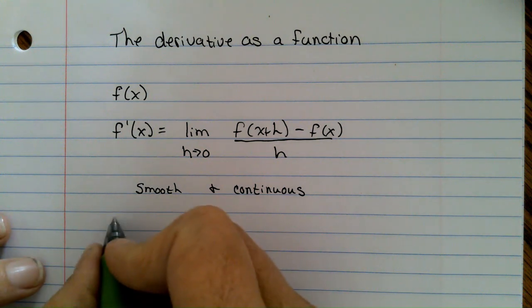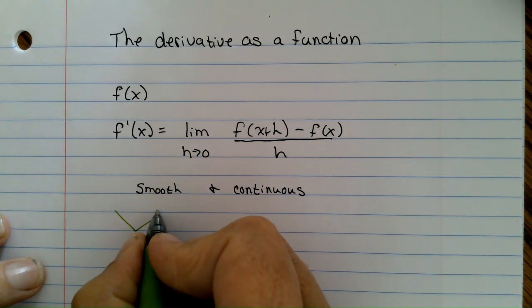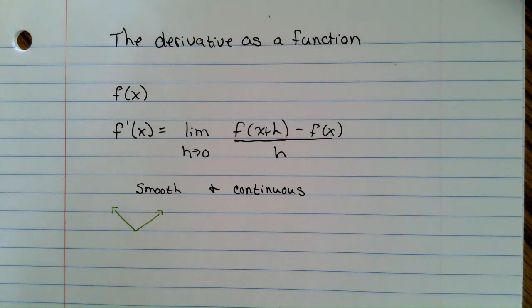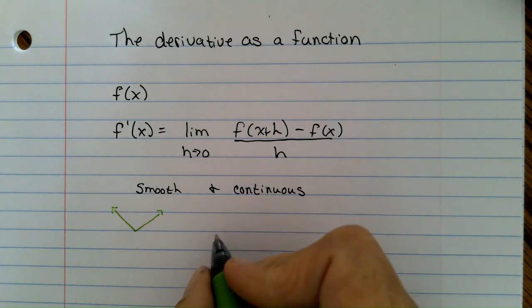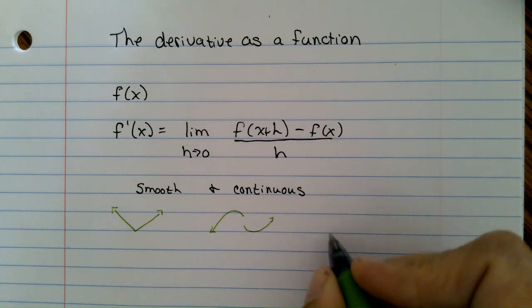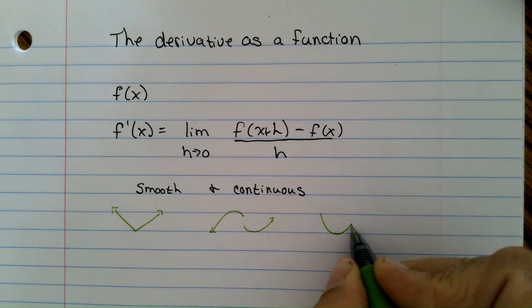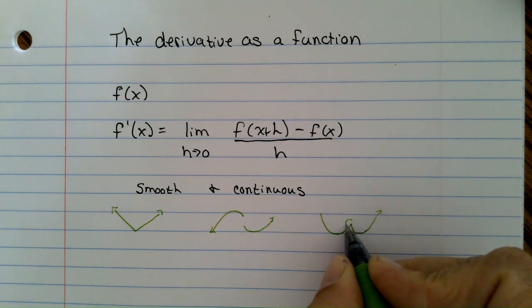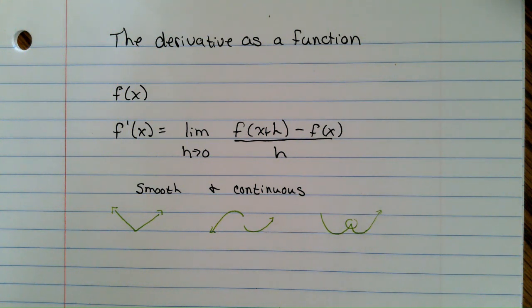So here, an absolute value graph is not smooth. Now, we could cut it into two linear parts and derive each of them separately, but we cannot derive the function as a whole, okay? Again, this gap here would be not continuous. Now, even if it comes up and comes to a little cusp, that sharp point means we're not smooth, okay? So these three examples you could not derive. So to be able to derive a function, it must be smooth and continuous.